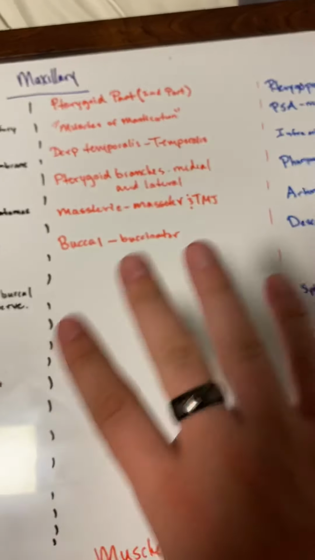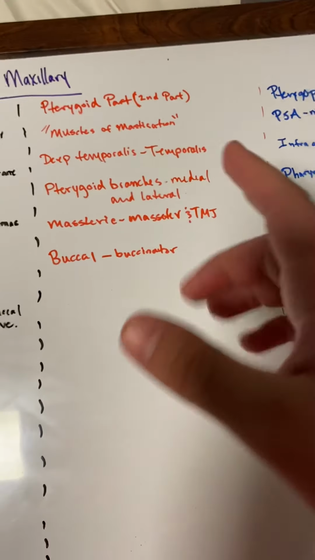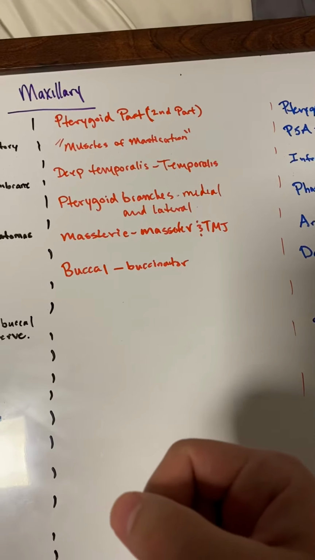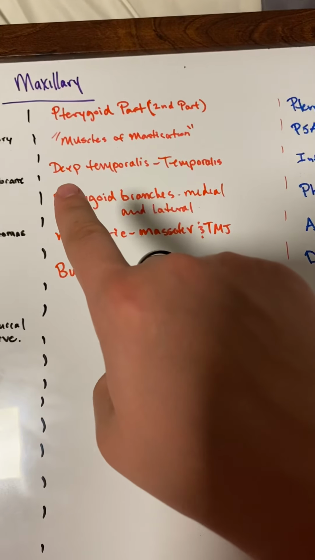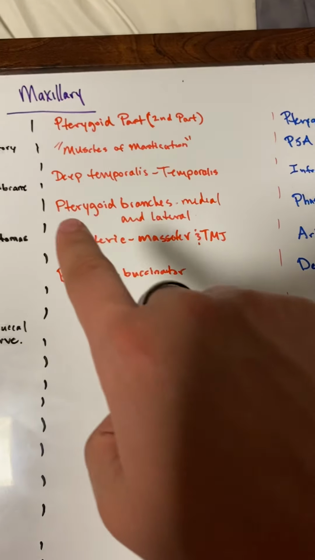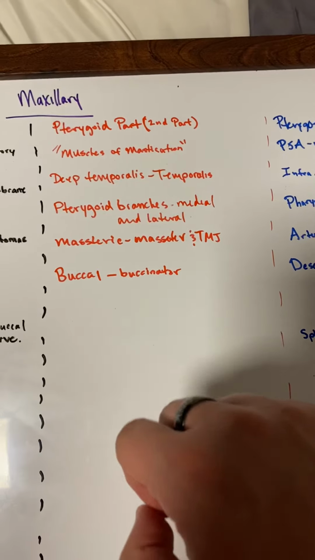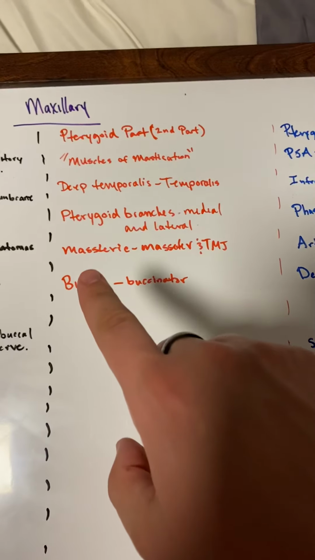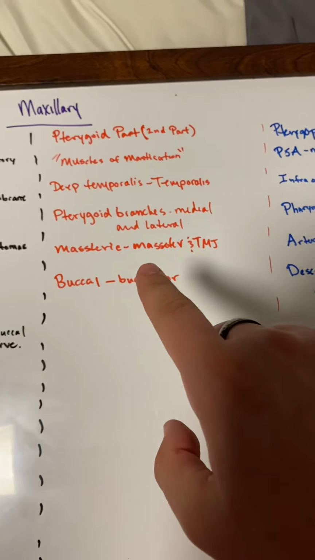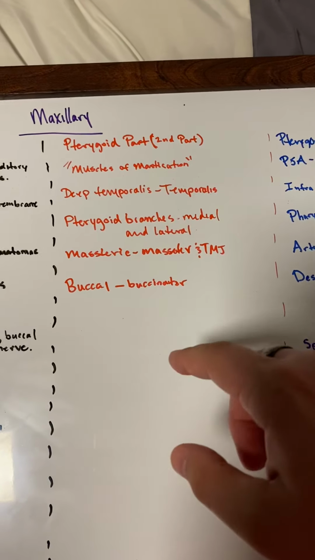Okay, this one, super easy, part 2. All it is the muscles of mastication. So if you think of a muscle, just has that associating artery with it. So deep temporalis, and it goes to temporalis. We have the pterygoid branches. It's medial and lateral. You could imagine that it'd be the pterygoid muscles. Masseteric, which is the masseter, right? And then the TMJ. So we've already done all 4 of our muscles of mastication.